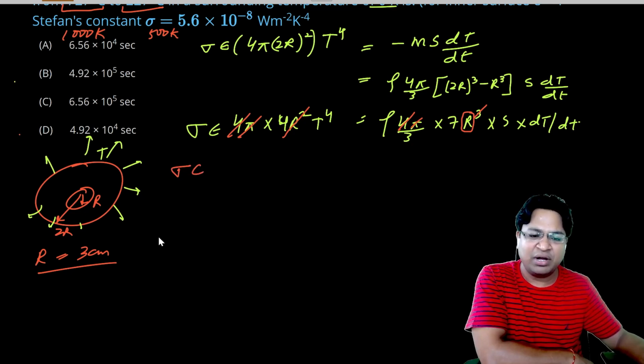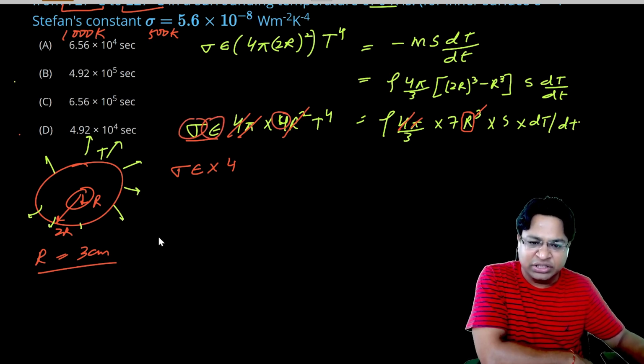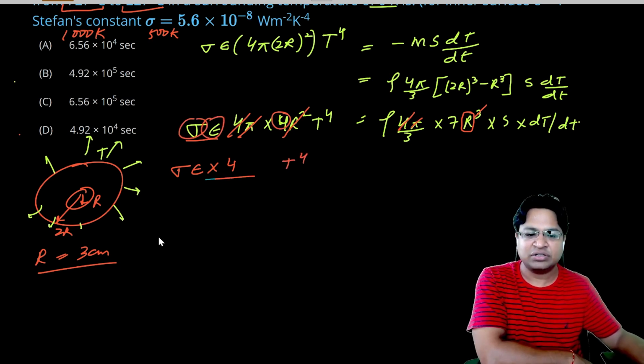So sigma epsilon, and then a 4 is left there. Then definitely there is a 4 here. So I've taken care of this, this, and this. T raised to power 4 is left here, but that will go in the integration. So let's keep it out.